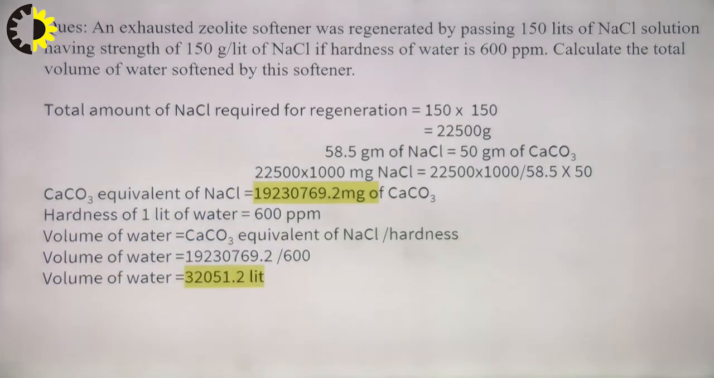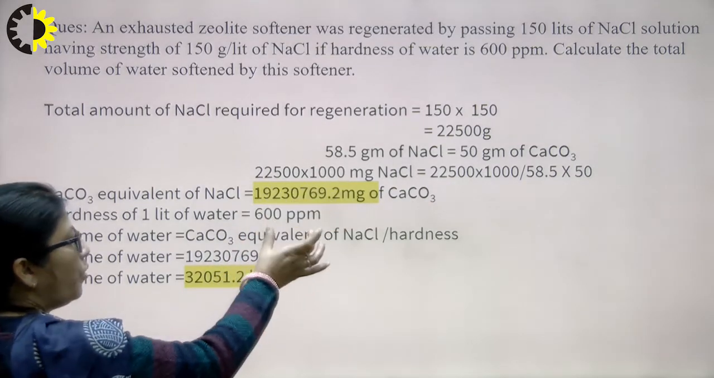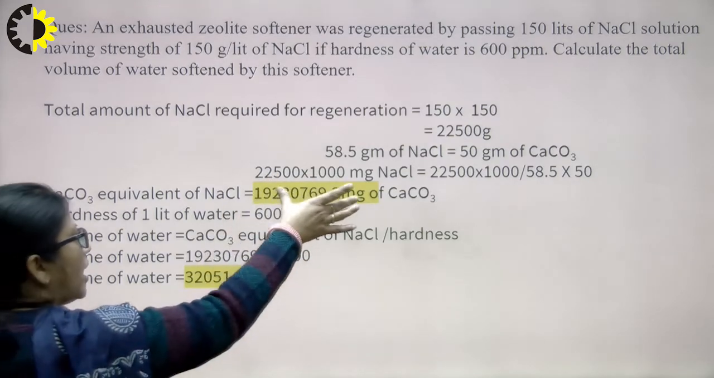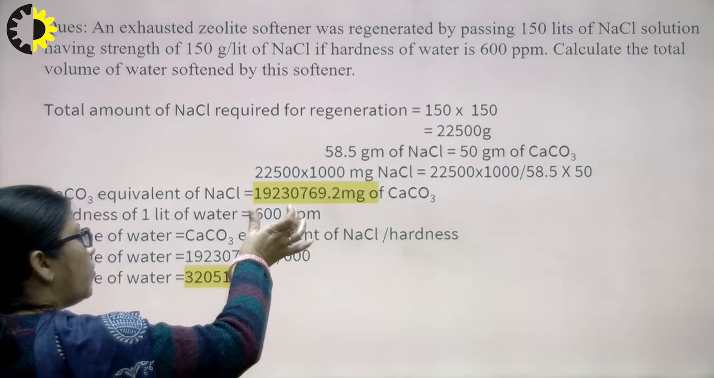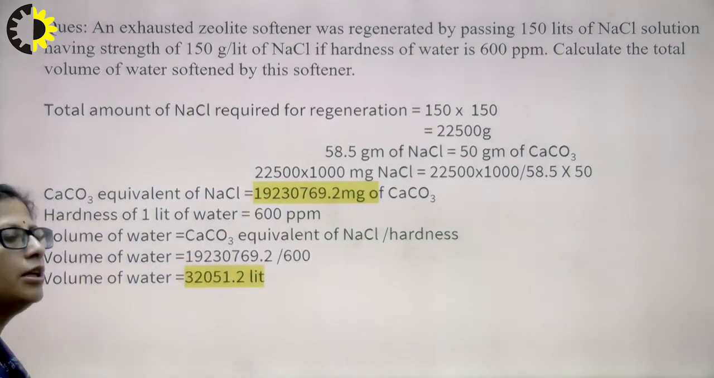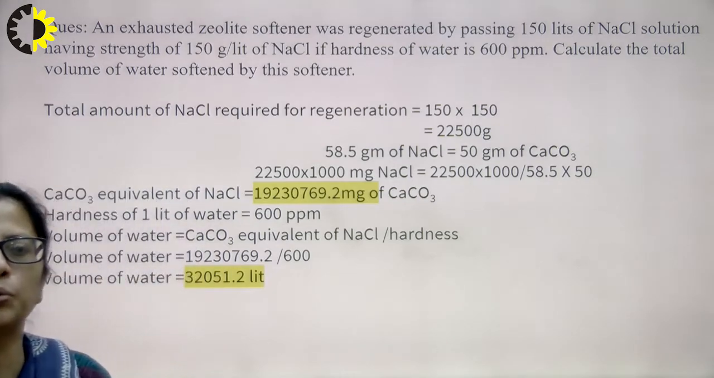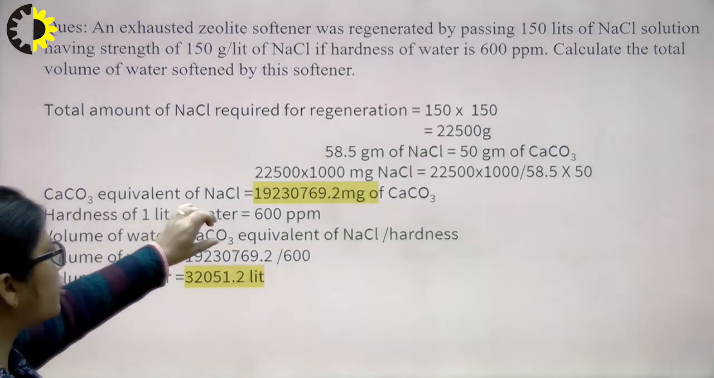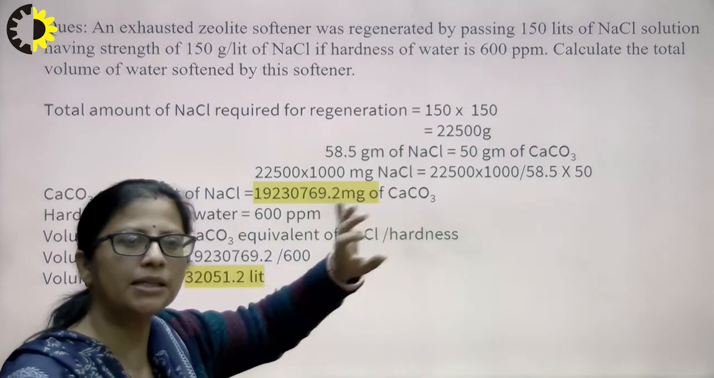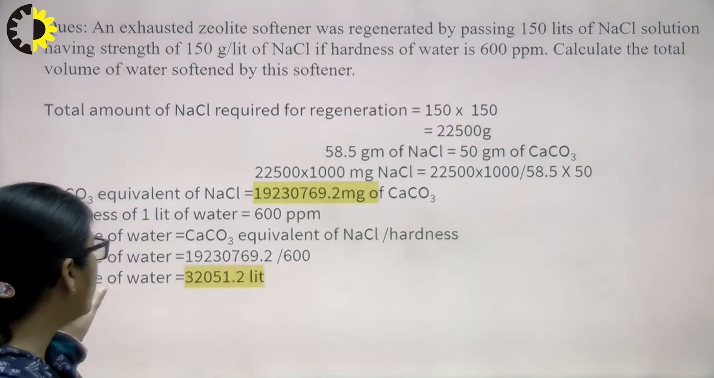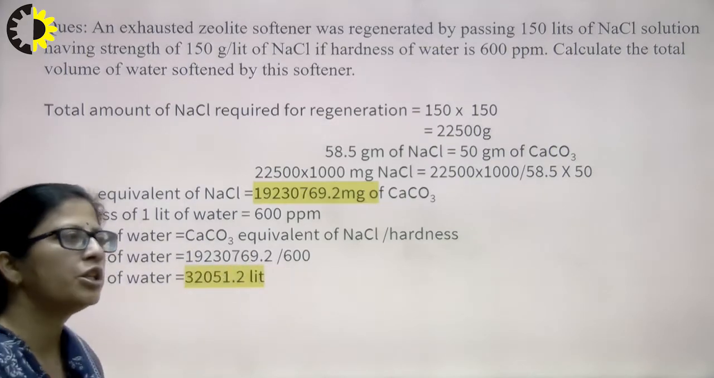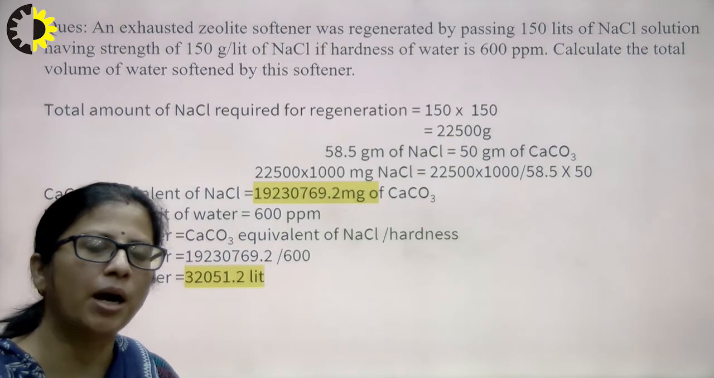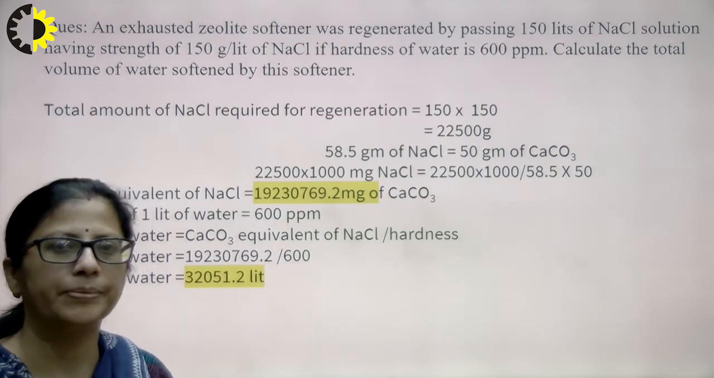So, this is the total hardness and I know the hardness per liter. If I divide these two quantities, the total hardness divided by the hardness present in 1 liter of water, I am going to get the total volume of water which I had passed through the zeolite softener. So, the volume of water is equal to the calcium carbonate equivalence of NaCl divided by the hardness. On dividing these two, I get the volume of water as 320.51.2 liters of hard water has been passed through the zeolite softener.